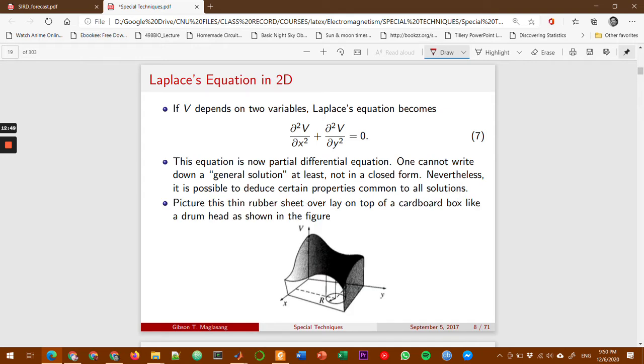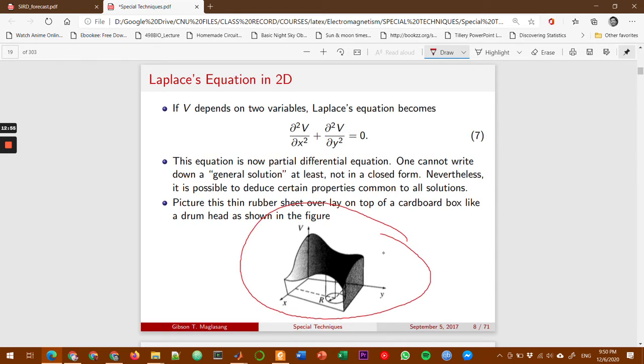Let's say you picture out this scenario. You have x, y, which is an area, so a plane. Actually, if x and y, then the third dimension is v, the potential. So picture this thin rubber sheet overlaid on top of a cardboard box like a drum head, as shown in the figure. It's like it's covered with cellophane. This is what the surface looks like.